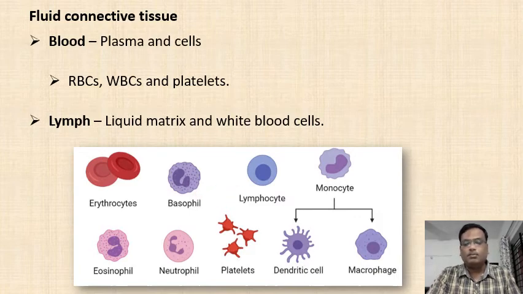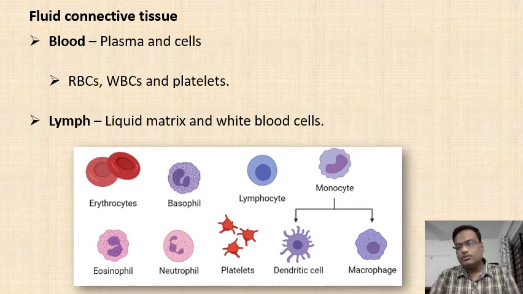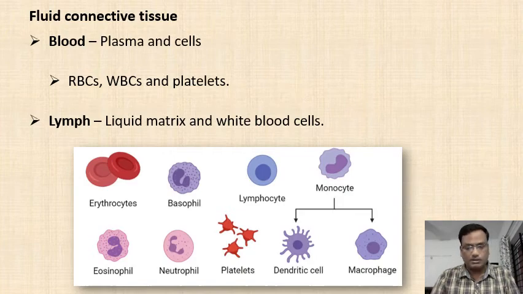So that's about the blood, which plays a very important role in the transportation of materials like gases, nutrients, hormones, excretory materials, and many other things from one part of the body to another. This connective tissue has many functions, and the most important is transportation of materials between different parts of the body. The next type of fluid connective tissue is lymph.